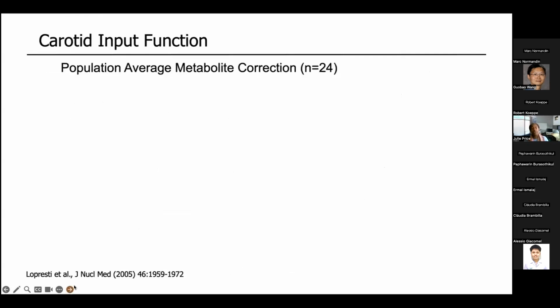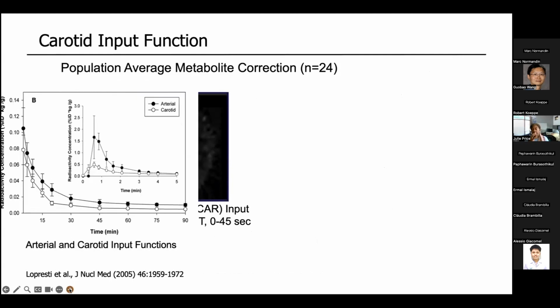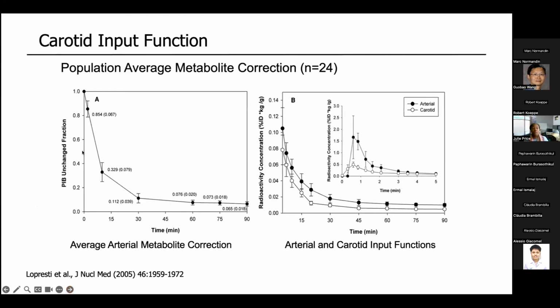We did look at a carotid input function. We didn't do it in the way it should have been done, but we did determine a carotid input function based on ROIs generated from data over 0 to 45 seconds, when the carotid was most evident. And using a population average metabolite curve, we corrected the carotid radioactivity.